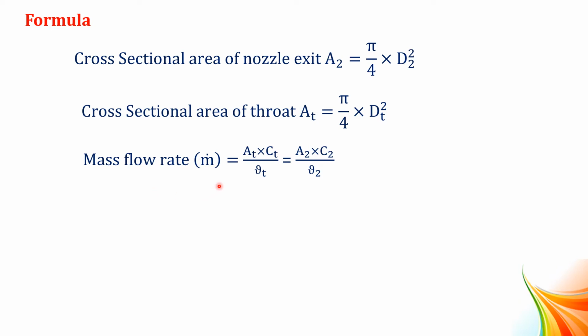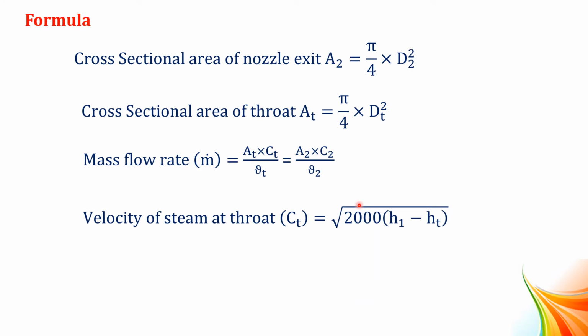So mass flow rate equal to AT CT divided by VT equal to A2 C2 divided by V2. Here Ct and C2 are the velocity of steam at throat and exit of the nozzle respectively. Vt and V2 are the specific volume of steam at throat section and exit of the nozzle respectively. So for calculating the value of Ct and C2, we have to use these equations.